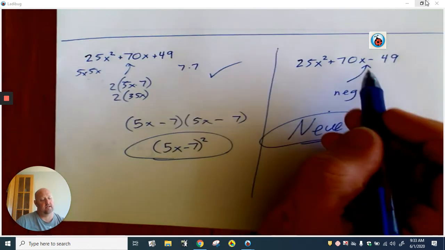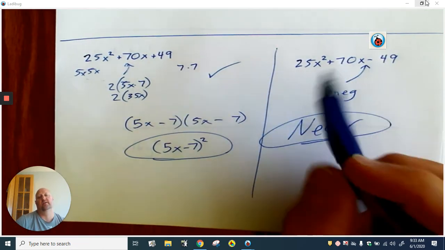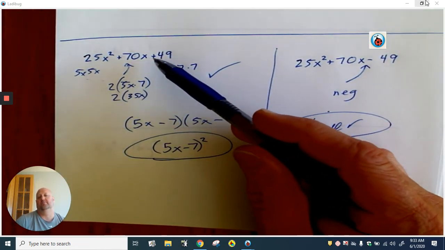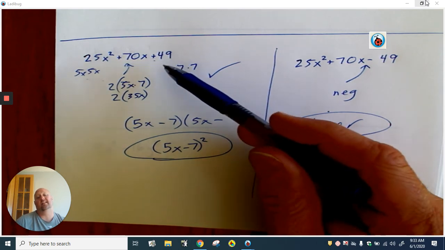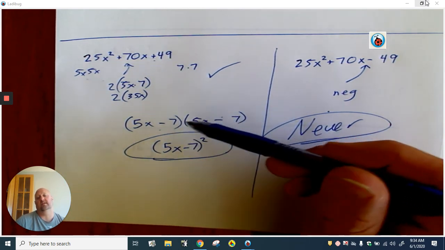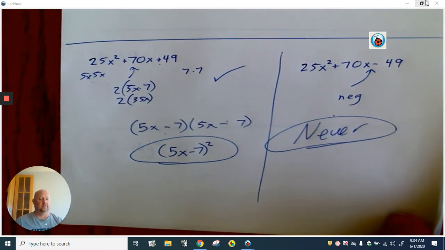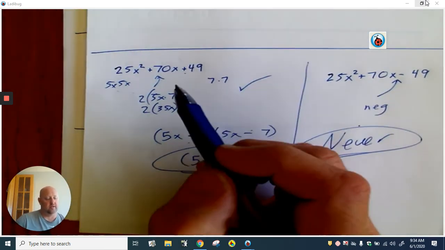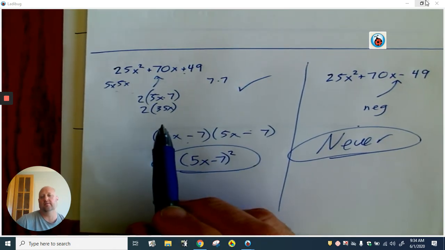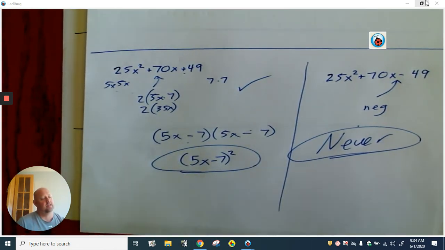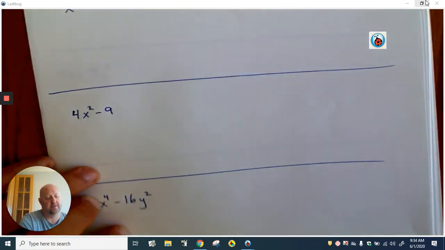This sign has to be a positive because the positive means both sides are the same, and that's kind of the idea. I'm looking for the same thing twice. All right, so those are perfect square trinomials. Again, it's just a quick check. Maybe it's going to work, maybe it's not. We're just looking for some shortcuts, okay?